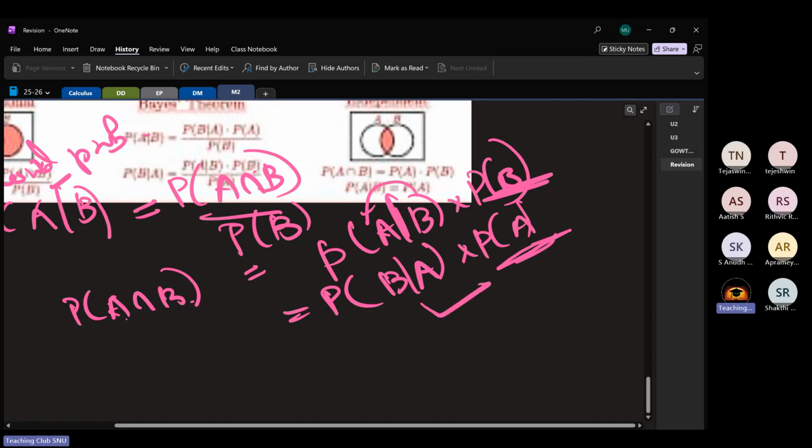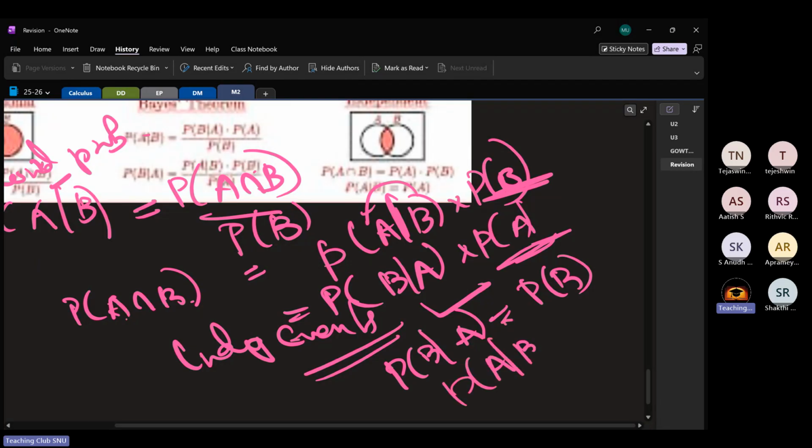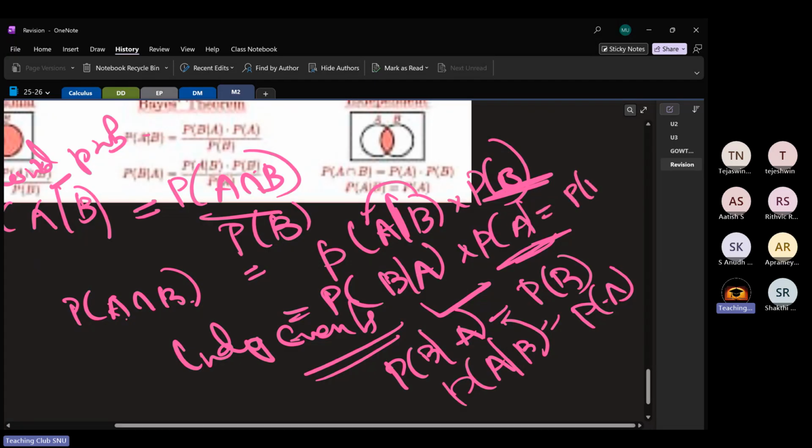Next, we try to learn independent events. When two events are independent, they do not depend on the occurrence of the other event. So in that case, P of B given A, irrespective of A happening or not, will always be P of B only. The same way, P of A given B will always be P of A only. So you can write P of A intersection B as P of B times P of A, or P of A times P of B. That is independence.